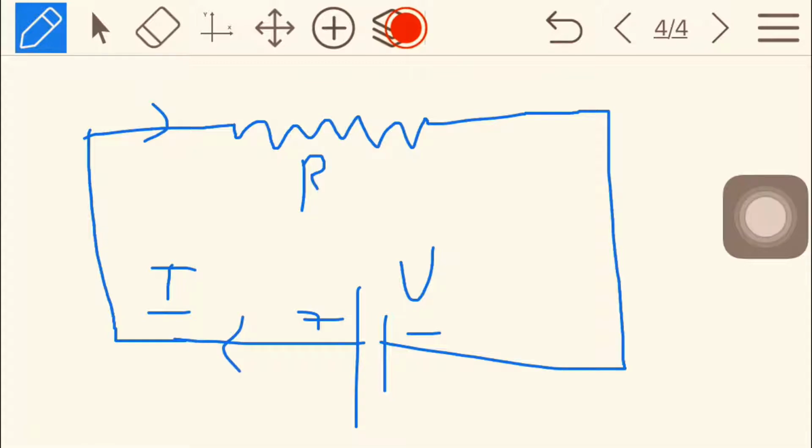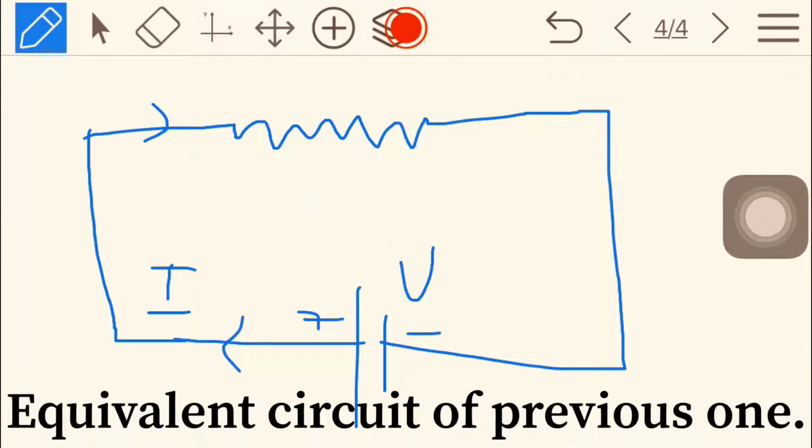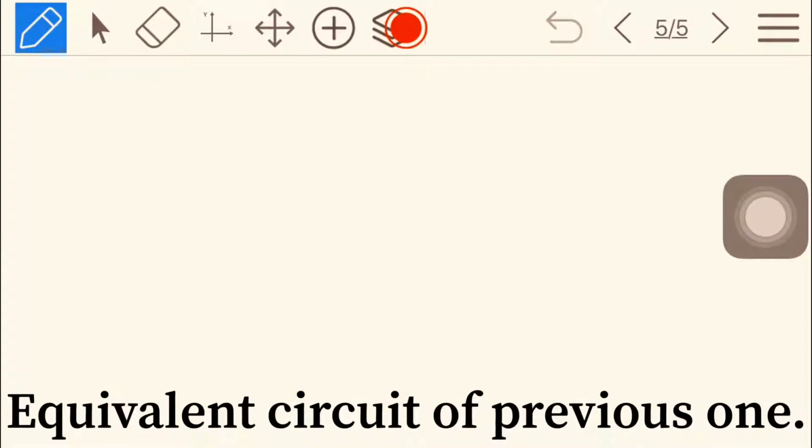This circuit containing Req is equivalent to the circuit containing R1 and R2 in parallel that we just showed you in the previous slide.